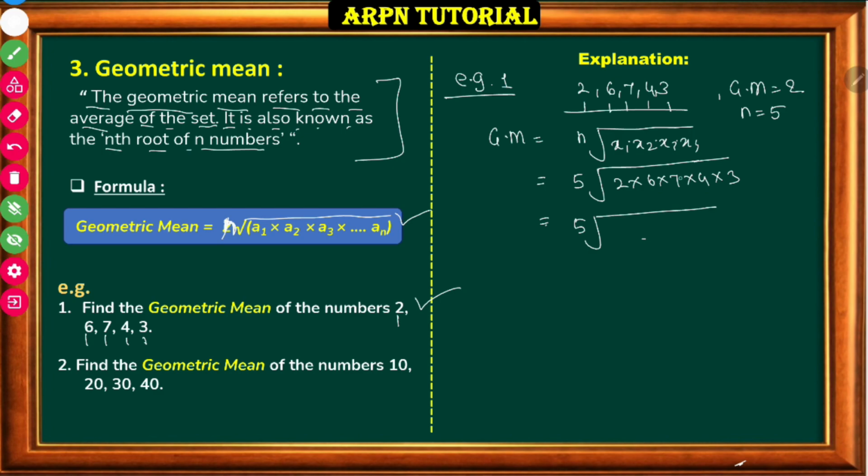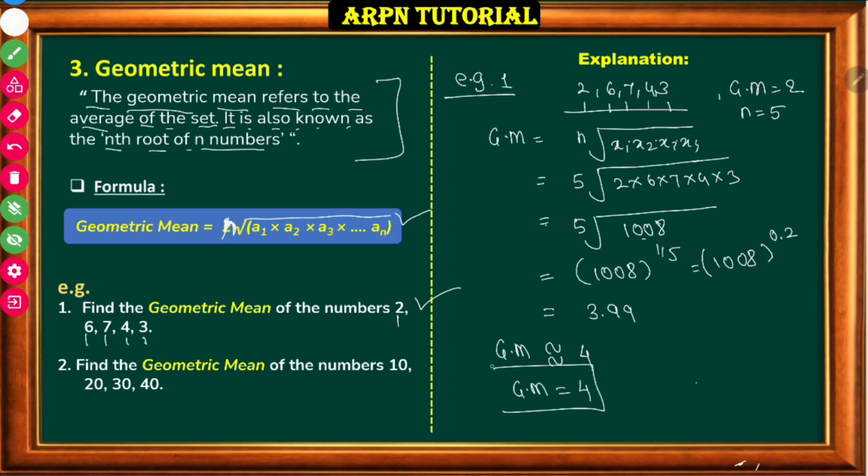The 5th root of, if I multiply all the values, the total value is 1008, and if you calculate it, that is 1 upon 5, that is 1008 raised to 0.2. Then you will get a value of 3.99. I can approximate it as 4. So GM is equal to 4. This is the solution for the first example.